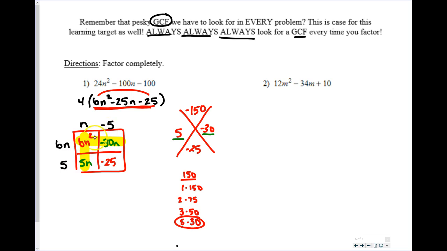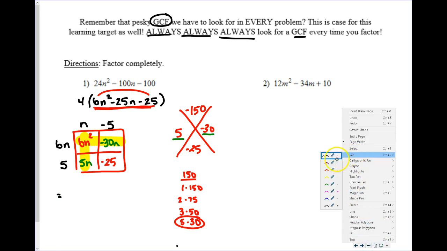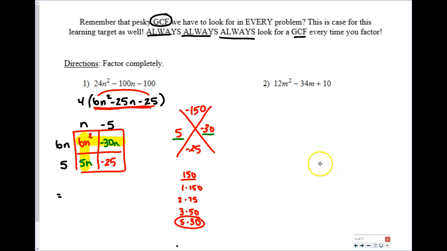And then to check, 5 times negative 5 is negative 25. So all my spaces work. So my final answer is, and this is really important. Are you ready for this part? Because this is important. This 4, notice I'm circling it over and over again. You have to bring it down into your final answer. Have to. Otherwise it's wrong, because that's part of your answer.